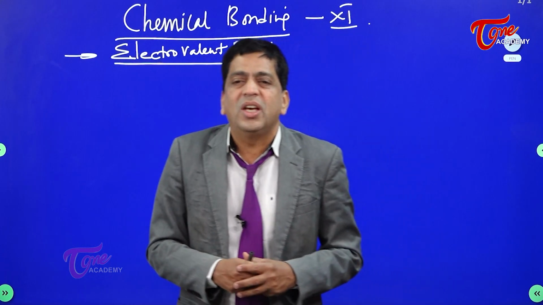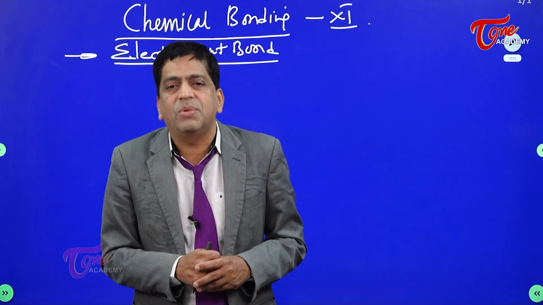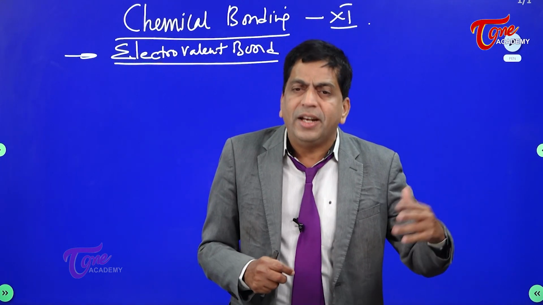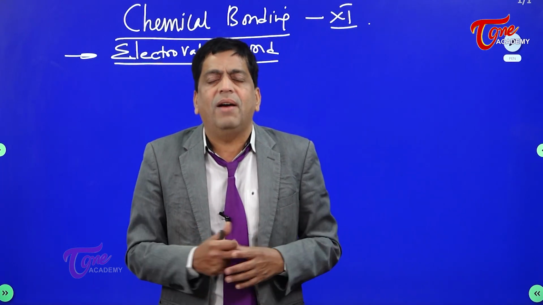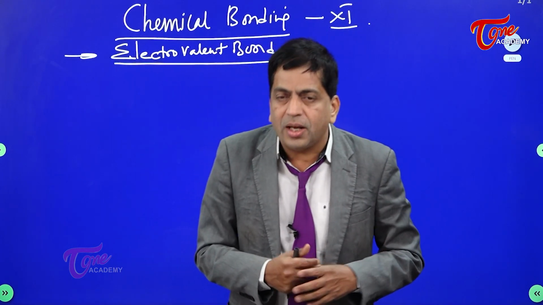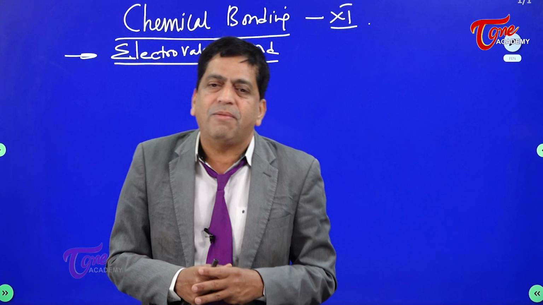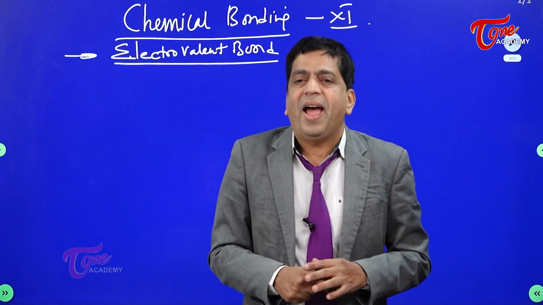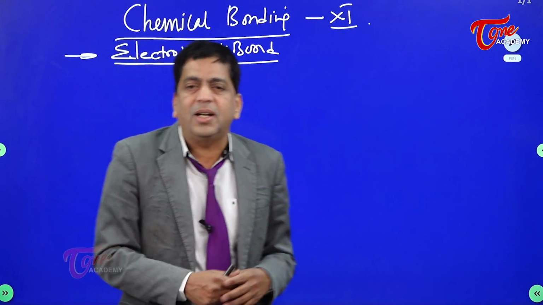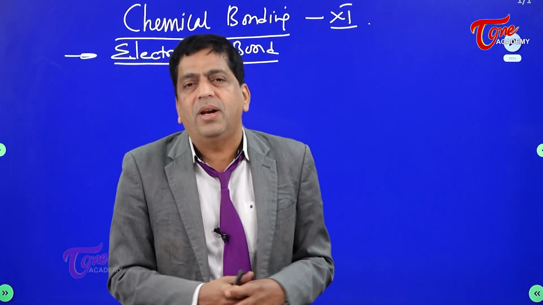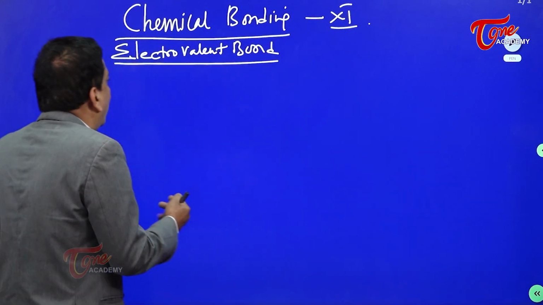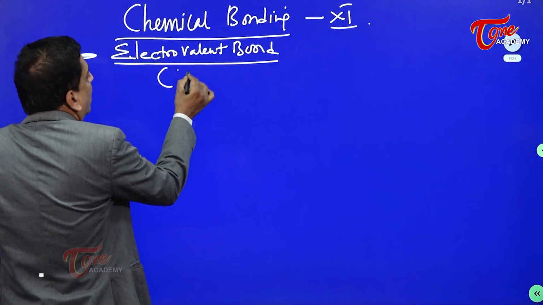If the force is of several types, ionic, covalent, van der Waals, induced, and metallic, then even the bonds are of several types. Let us discuss today the electrovalent bond. I think I started it, but let me put it properly so you can understand better. The electrovalent bond is otherwise called an ionic bond.